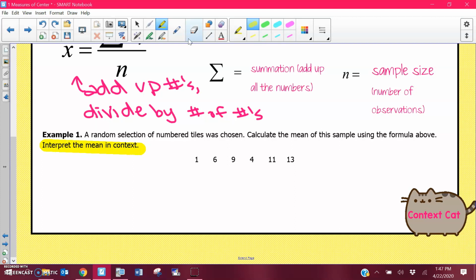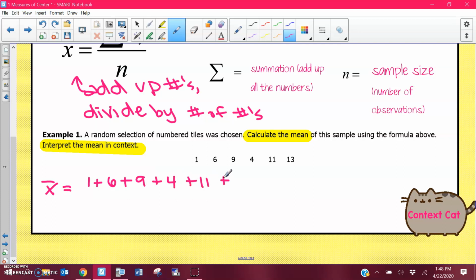Interpret the mean in context. So the first thing we need to do is find the mean, and then we're going to interpret whatever that is. In order to find the sample mean, we're going to take every single observation and add them together: 9 plus 4 plus 11 plus 13. And then I'm going to divide by the number of observations there were. So 1, 2, 3, 4, 5, 6.